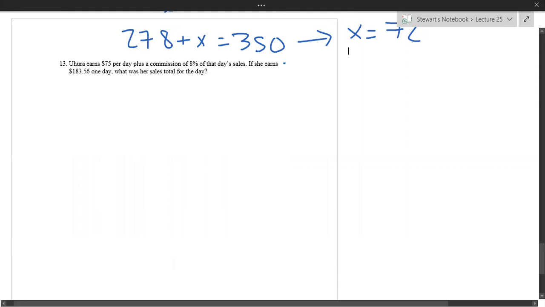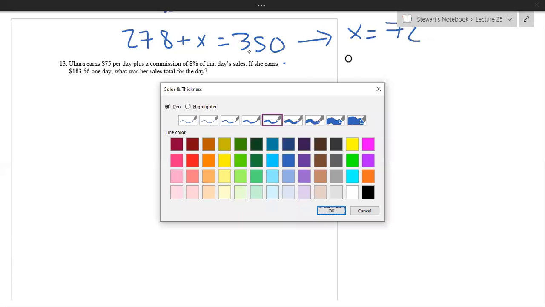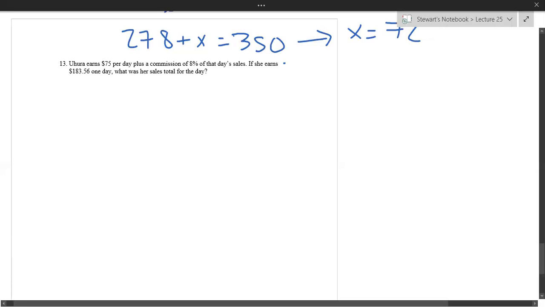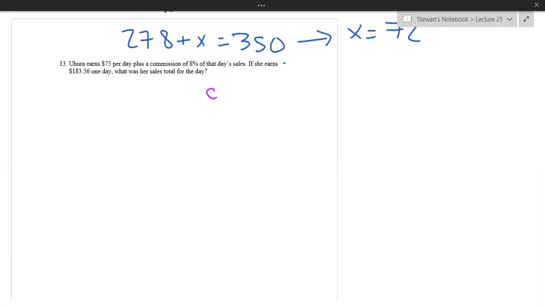Okay, so we know that she earns $75 per day and also 8% of the sales. So what we have, we don't know what the sales are. We want to figure that out. I'm sorry, I cannot for the life of me write an S without it looking like a 5. So I'm going to call the sales C, just for the sake of legibility and to avoid confusion when I write a 5 and an S.